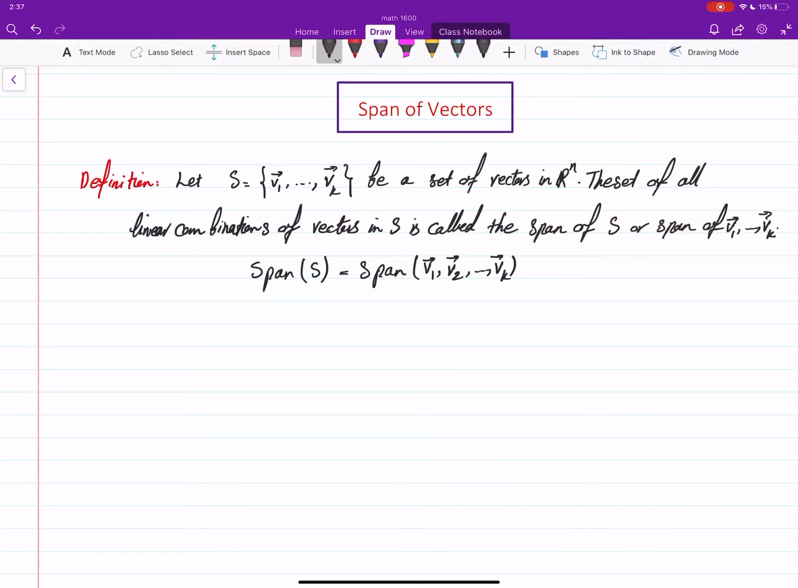And again, what is this? This is all linear combinations of these guys. You put all of them together, such that C1 to Ck are scalars, and those will form a set that is called the span of V1 up to Vk.